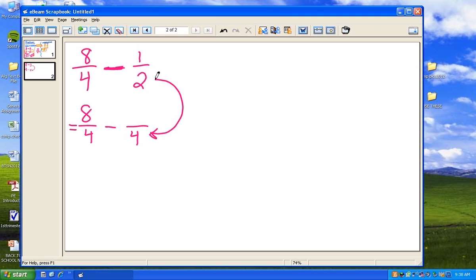Two times what made 4? 2 times 2. So 1 times 2 makes 2. And now my denominator is the same. It's a 4, so I know I have a 4 on the bottom. And 8 minus 2 is 6. Okay, is this lowest terms?